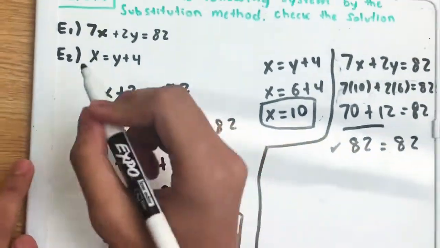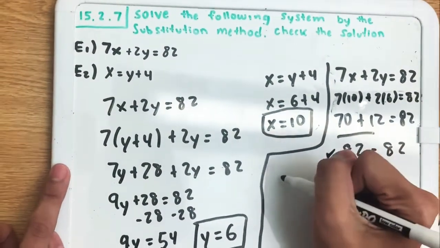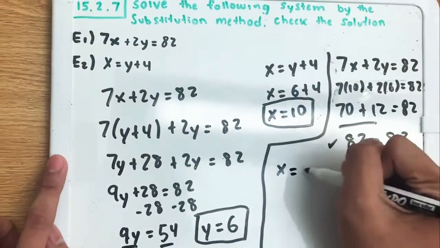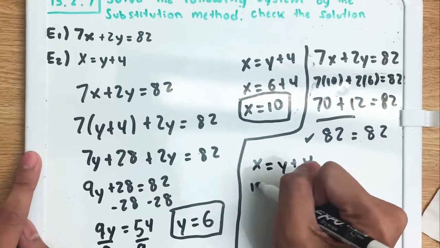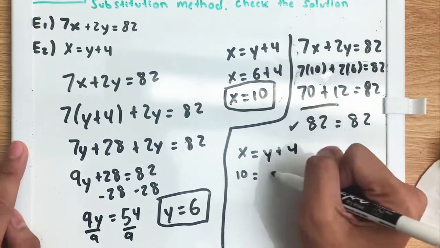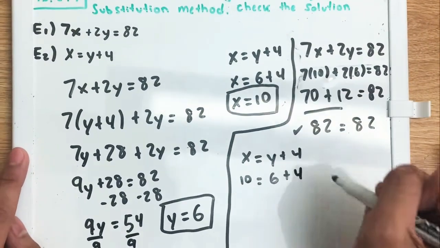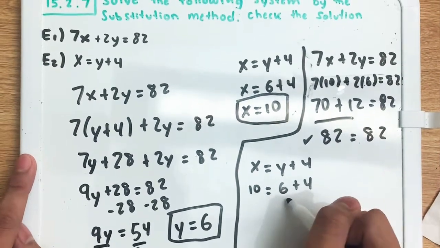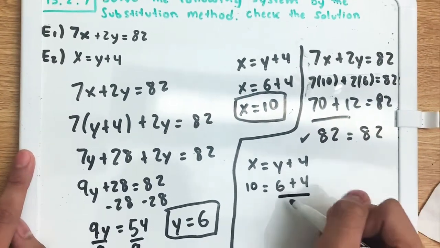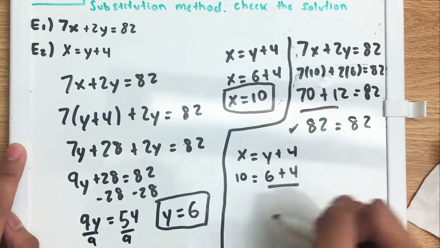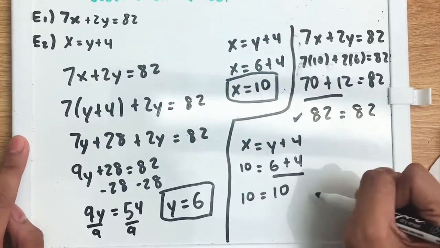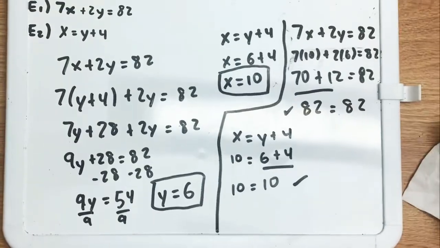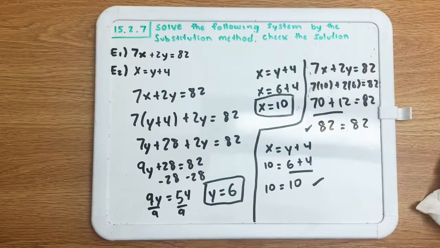And we're going to solve for equation 2 now. Just x equals y plus 4. Remember, our x is equal to 10 and our y is 6 plus 4. All we have to do is solve this and bring down our 10, and 6 plus 4 equals 10. So this is correct too. And this is how you do the substitution method.